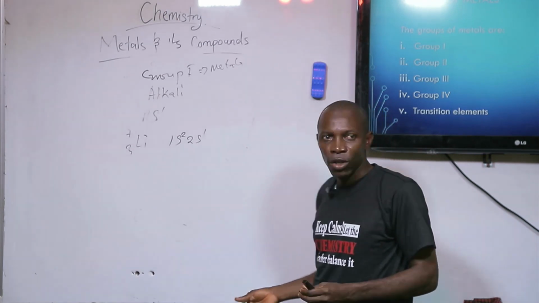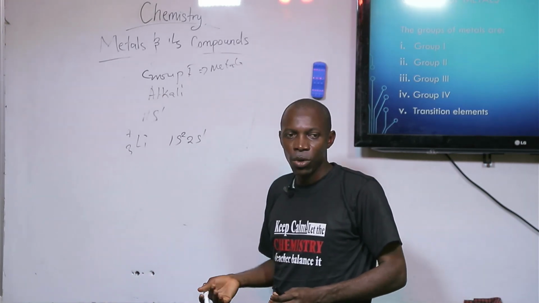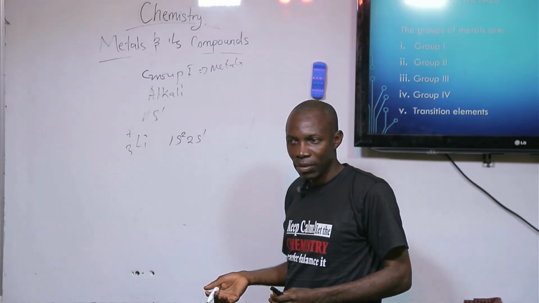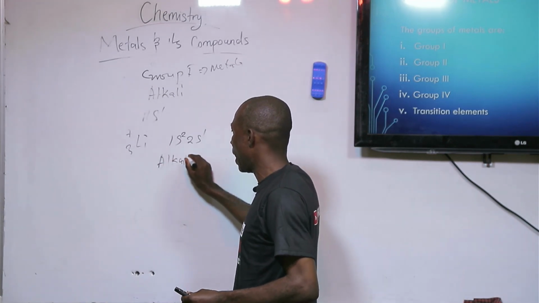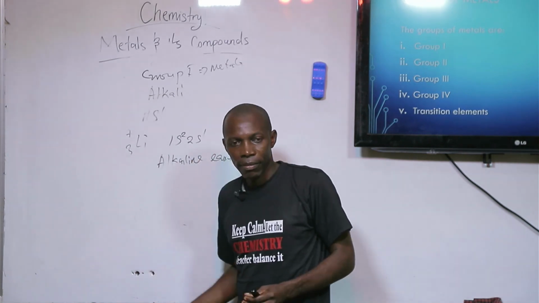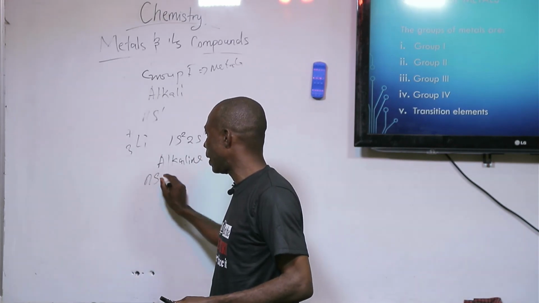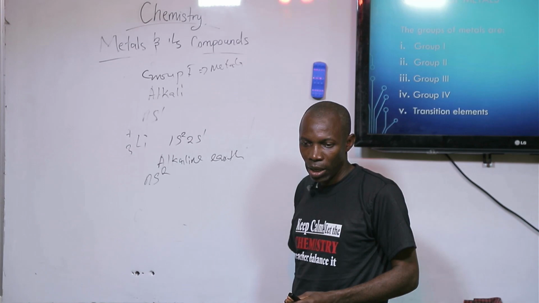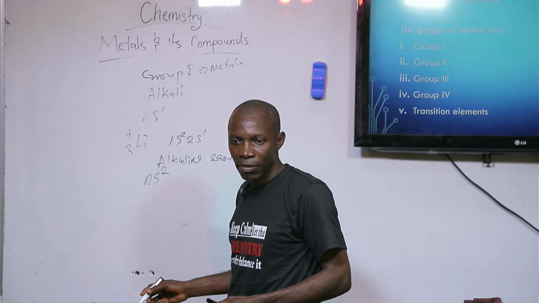We also have the group 2 metals. They occupy the second row in the periodic table. They are also known as alkaline earth metals, and they are written in the electronic configuration as ns2. They are the s2 block. Example, you can have beryllium, you can have magnesium.